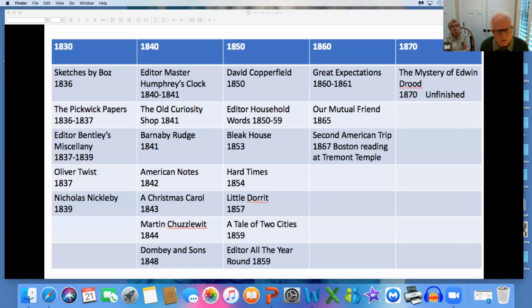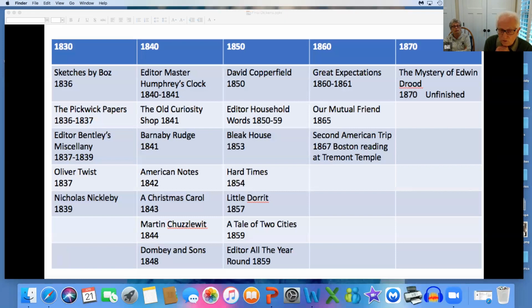So Barnaby Rudge was his first failure. He always had an idea that he wanted to publish a historical fiction, kind of following in the footsteps of Walter Scott, who wrote all those wonderful Waverley novels about Scotland and the heroes in the Scottish lore. American Notes, also kind of a failure. In fact, burned in America. He wrote this after he toured America, and it was not entirely favorable, even though he was feted, I guess is the right word, when he was here.